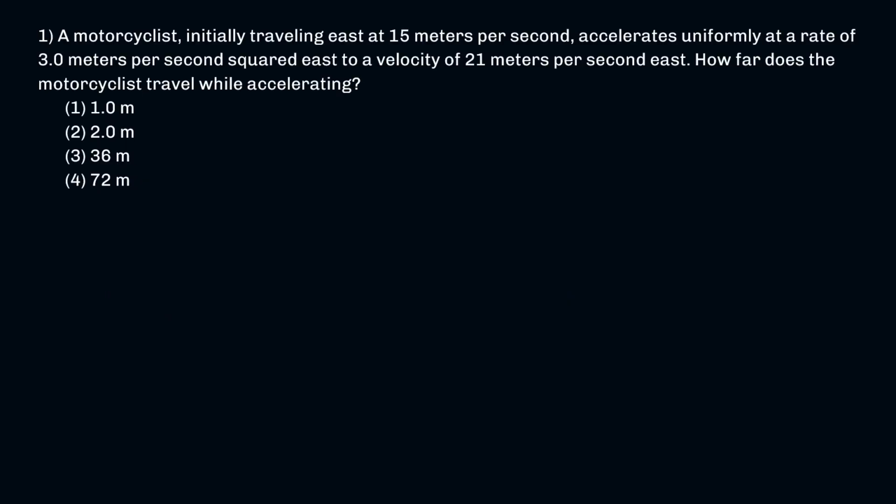All right, so a motorcyclist initially traveling east at 15 meters per second accelerates uniformly at a rate of 3 meters per second squared east to a velocity of 21 meters per second east. How far does the motorcyclist travel while accelerating?